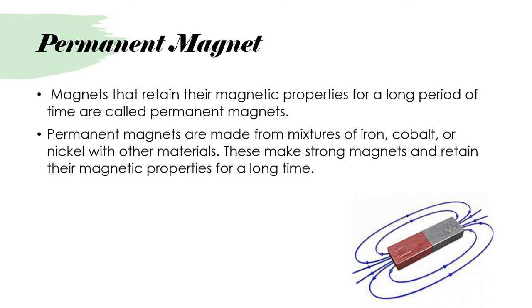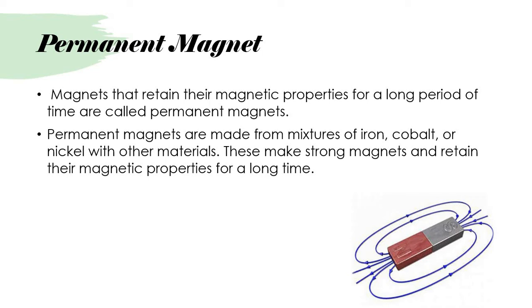Now coming to the permanent magnets. Magnets that retain their magnetic property for a long period of time are called permanent magnets. I think from the word itself it is very clear. Permanent means it is not going to change, it is stable. So that type of magnet that retains its magnetic properties for a long period of time is called a permanent magnet.